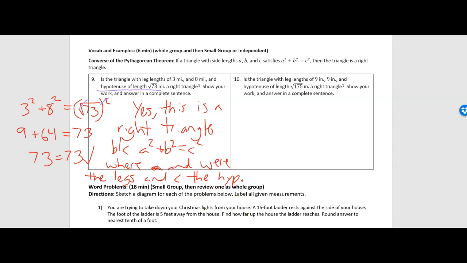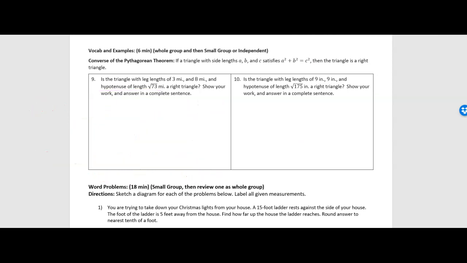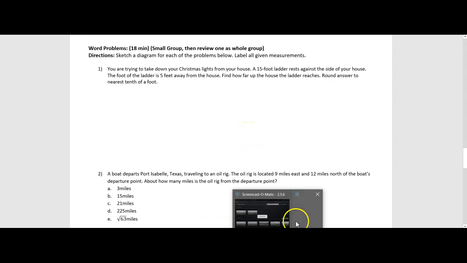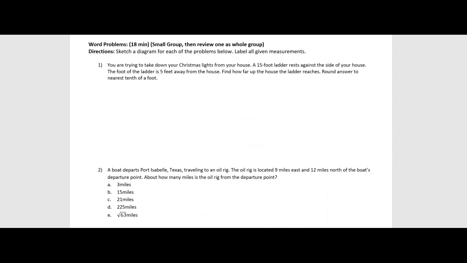All right, let's do one more. Let's do a word problem. And we'll just do the first one. So it says you are trying to take down your Christmas lights from your house. A 15-foot ladder rests against the side of your house. The foot of the ladder is 5 feet away from the house. Find how far up the house the ladder reaches. Round your answer to the nearest tenth of a foot.